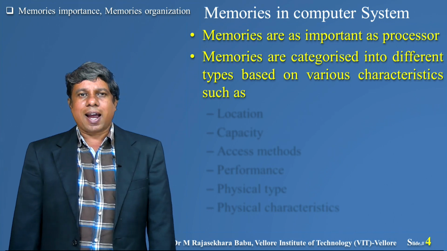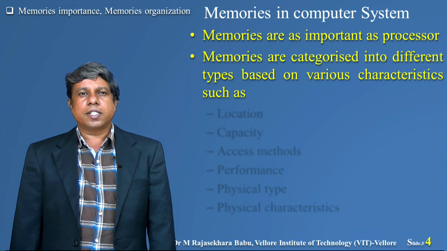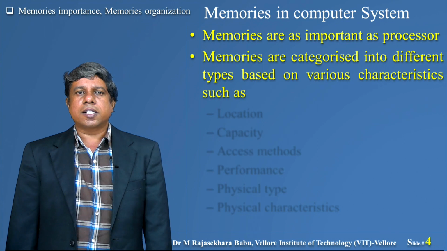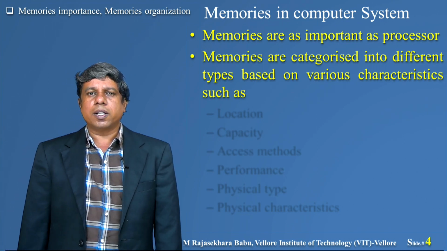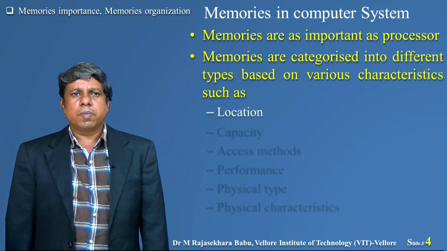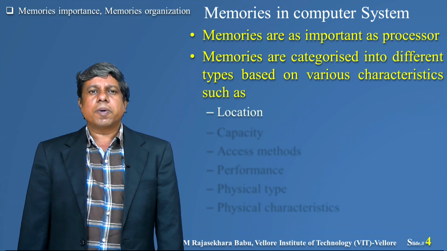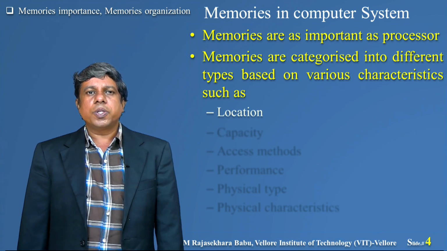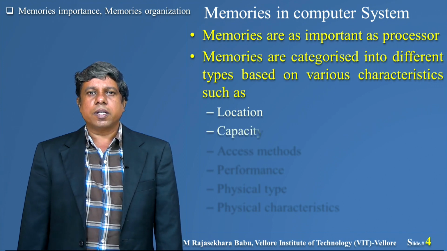So, memories are categorized into different types based on various characteristics. I am not going to give you a detailed discussion on characteristics, but I will give you a very brief overview here. Location: the memories are categorized into internal and external based upon the location. Internal in the sense within the CPU. Outside of CPU: cache memory, main memory and auxiliary memory.